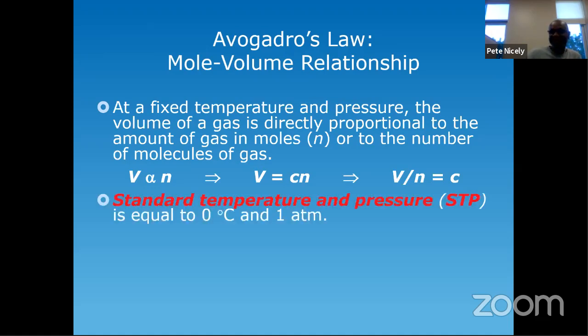We can write it mathematically as the volume is directly proportional to the number of moles, or the volume is equal to a constant times the number of moles, or V over N is equal to a constant. Another way of stating it is V1 over N1 is equal to V2 over N2, all right? This is a convenient mathematical way of expressing Avogadro's law.